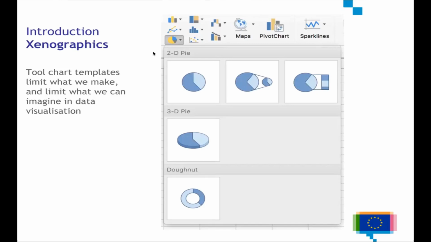But of course, this is very subjective. A scatter plot, for example, for many people will not be something weird, but for others it can be xenographic because they might have never been exposed to a scatter chart, and they might have difficulties reading these kind of charts.